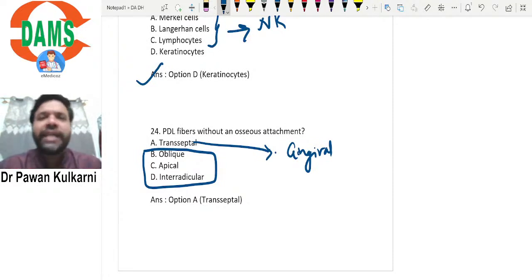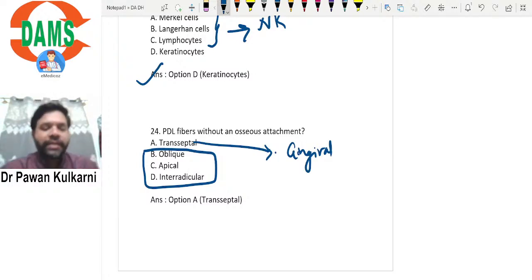What I mean by osseous attachment is that one end of these fibers is attached to the bone. Oblique fibers are attached to bone. Apical fibers are attached to bone. Interradicular fibers are attached to bone. Whereas the transseptal fibers, which are the gingival group of fibers, have no osseous or bone attachment.